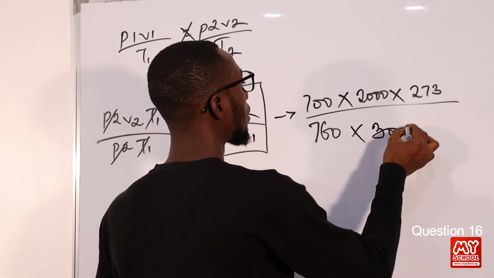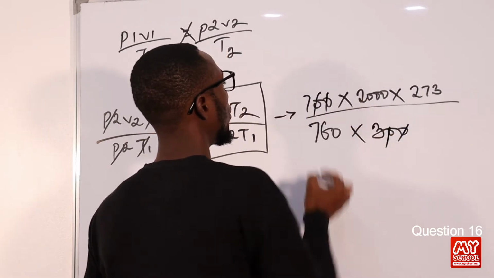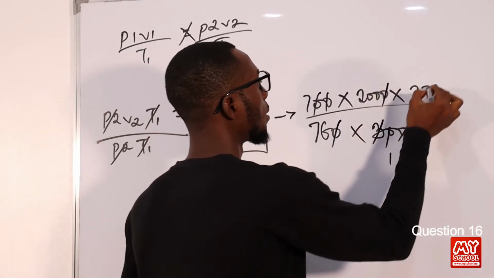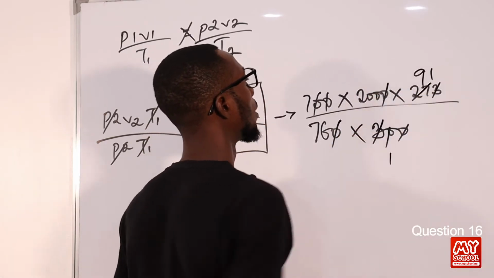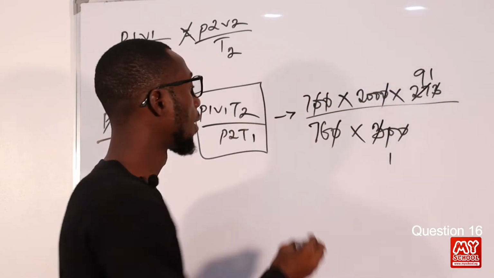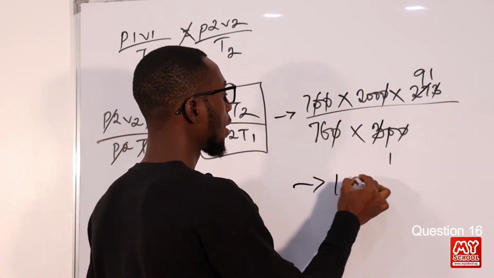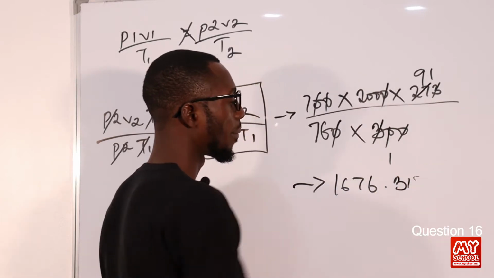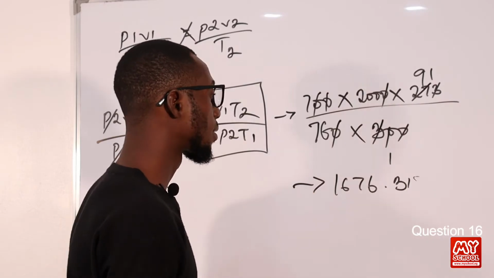So if we multiply whatever we have on top and divide by what we have beneath, we should have 1676.315 thereabout. So roughly 1676.